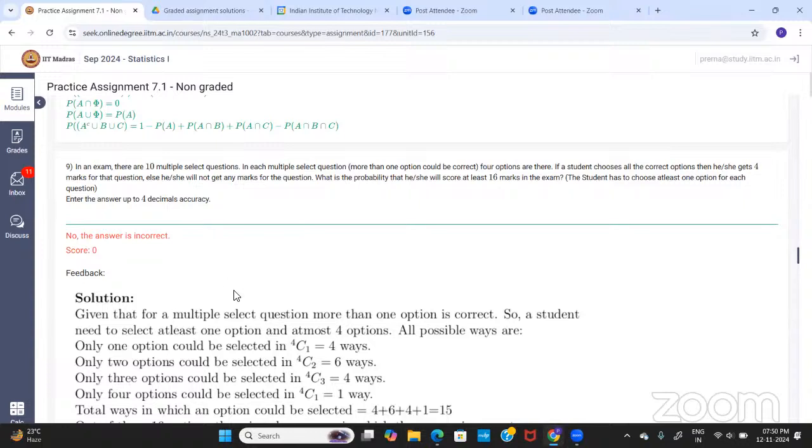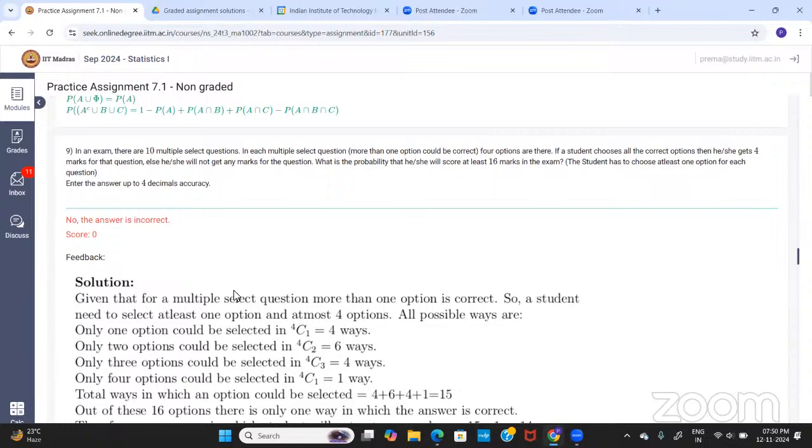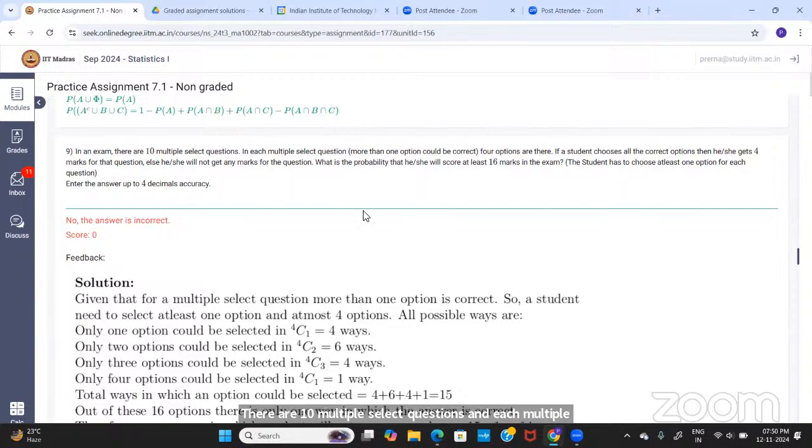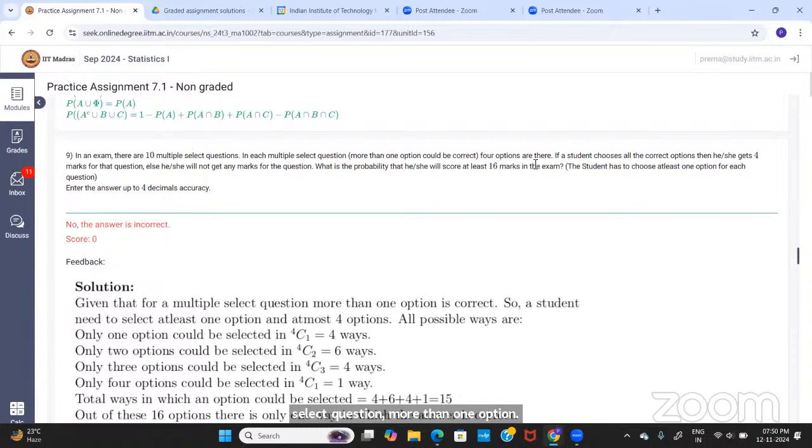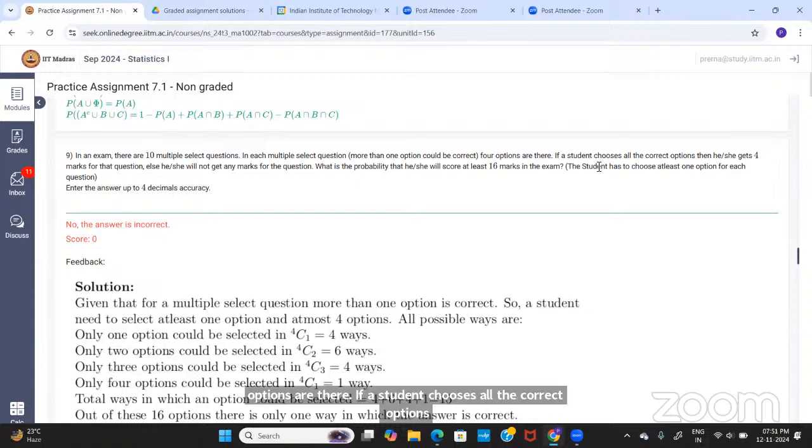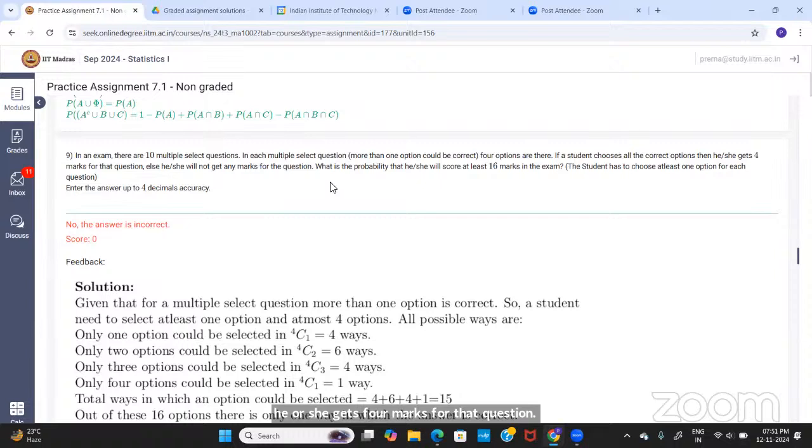Okay, the next question is in an exam. There are 10 multiple select questions. In each multiple select question, more than one option could be correct. 4 options are there. If a student chooses all the correct options, he or she gets 4 marks for that question, else no marks. What is the probability that he or she will score at least 16 marks from the exam?